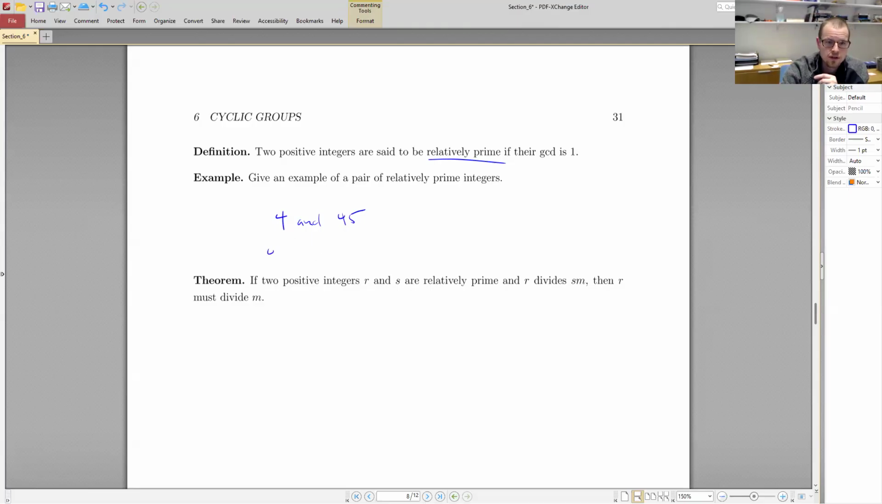We know that 4 is equal to 2 times 2, and that 45 can be written as 15 times 3. But that's 3 times 3 times 5, 3 times 15. So they have no prime factors in common. So their GCD is 1. The greatest common divisor is 1.